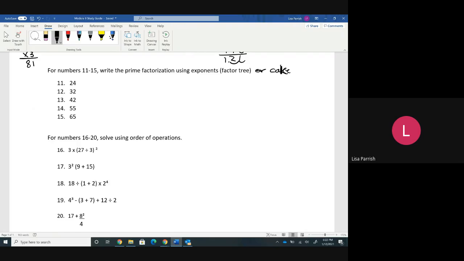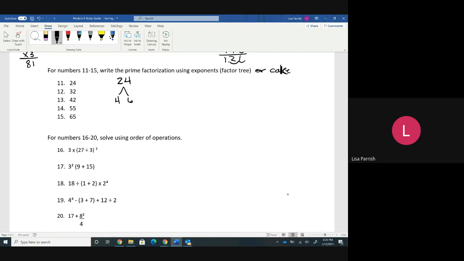Okay, so I'm just going to do a couple of these, not all of them, to save time. If I'm doing 24, I'm just going to do the tree. You remember you can break it down into any 2 factors of 24. I could do 2 and 12. I could do 4 and 6. So I'm just going to go ahead and do 4 and 6. You still will get the same answer either way you start it.